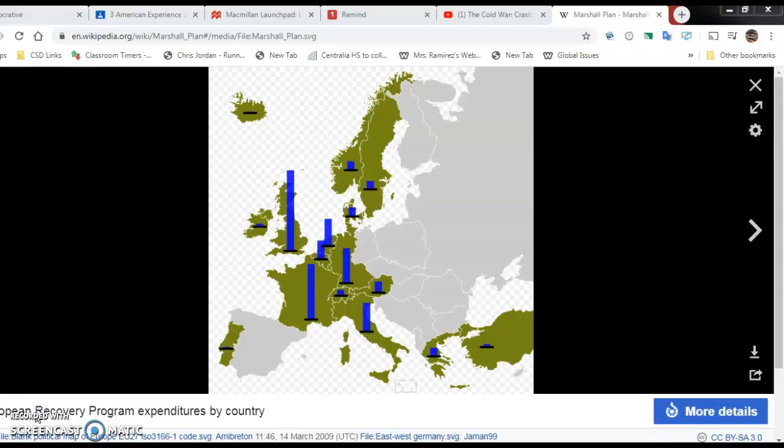So some of the countries that received the most, remember it was $13 billion in aid. More than $2 billion went to Great Britain, in fact $2.8 billion to Great Britain. $2.4 billion went to France, $1.3 billion went to Italy, and then down the list, about 1.2 billion to West Germany, just under $1 billion to Holland, $500 million to Austria, and then the list goes down from there. Portugal got a little bit. Even Iceland got about $250 million.